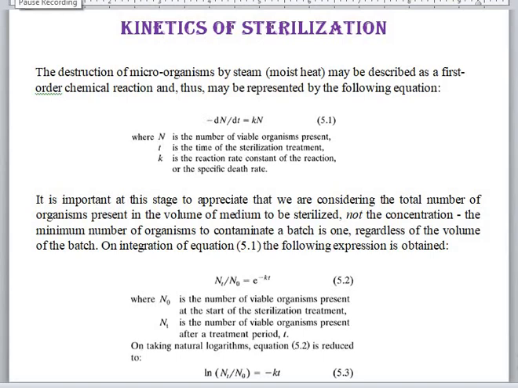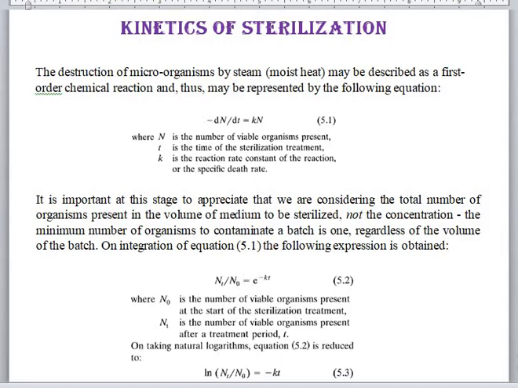Hi everyone. Let us see about the kinetics of sterilization. The destruction of microorganisms by means of steam or moist heat is described as a first order chemical reaction. How can this first order chemical reaction be represented? It can be represented as -dN/dt = KN.